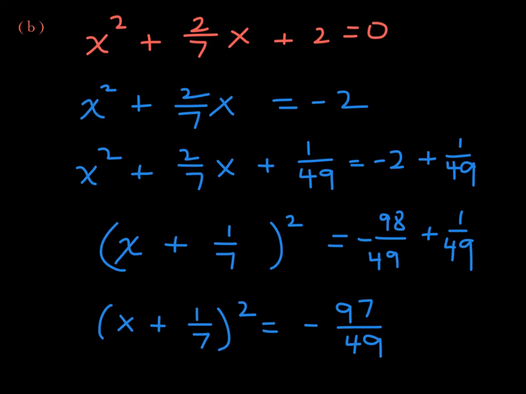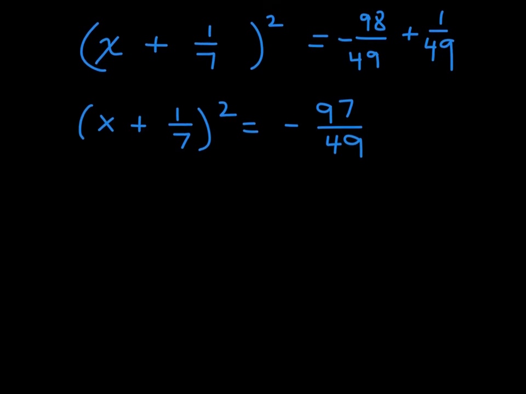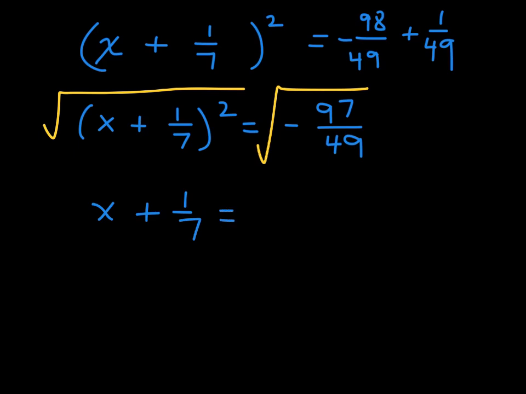So now I've added those two fractions, and now what I can do is take the square root of both sides. Square root of the left, square root of the right. The left-hand side is just x plus 1/7. And the right-hand side, well, the square root of 97 is just the square root of 97. The square root of 49 is 7. The negative underneath the square root gives you i. And then don't forget, because you took the square root of both sides, you need plus or minus.